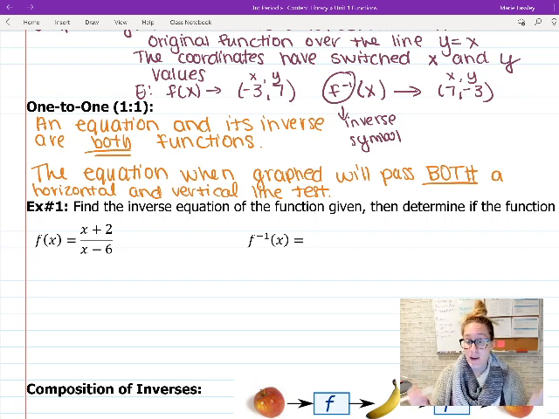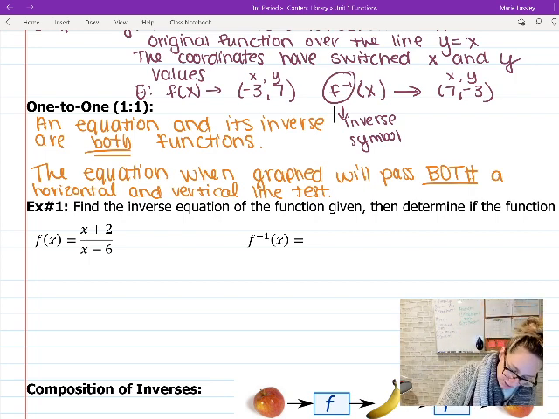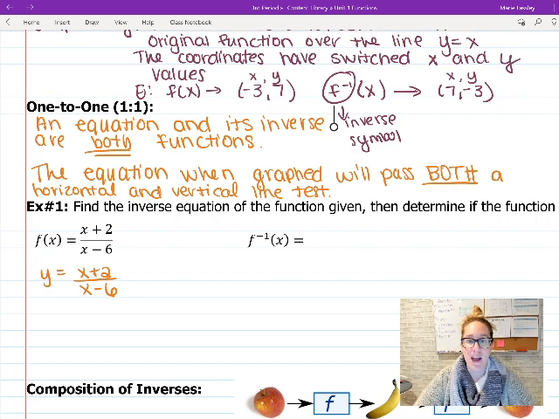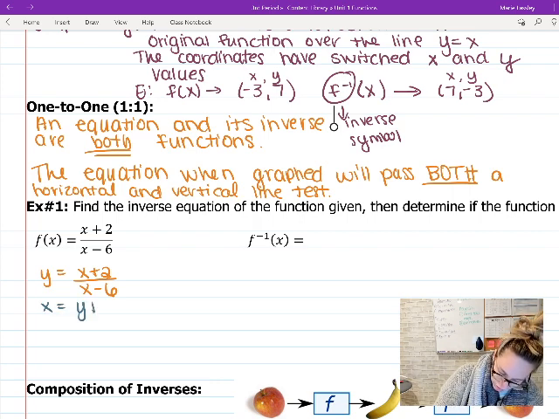So here we go. The first thing that we're going to do, if we want to find the inverse equation for f of x, is switch our x and y's. We know that f of x represents y in the equation, right? So this is really y equals x plus 2 over x minus 6. First thing we're going to do, like I said, is swap our x and y's. So this becomes x equals y plus 2 over y minus 6.